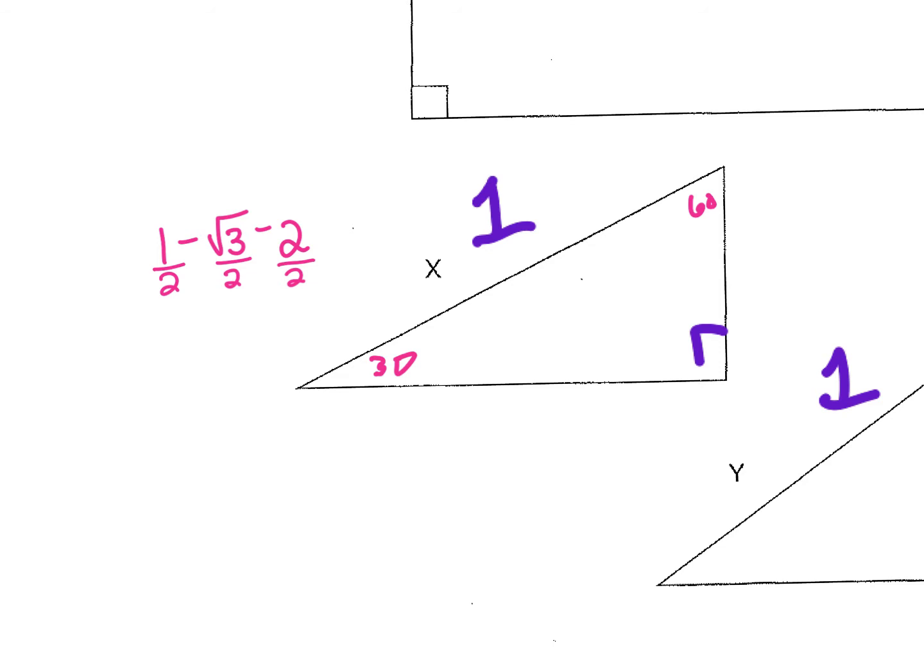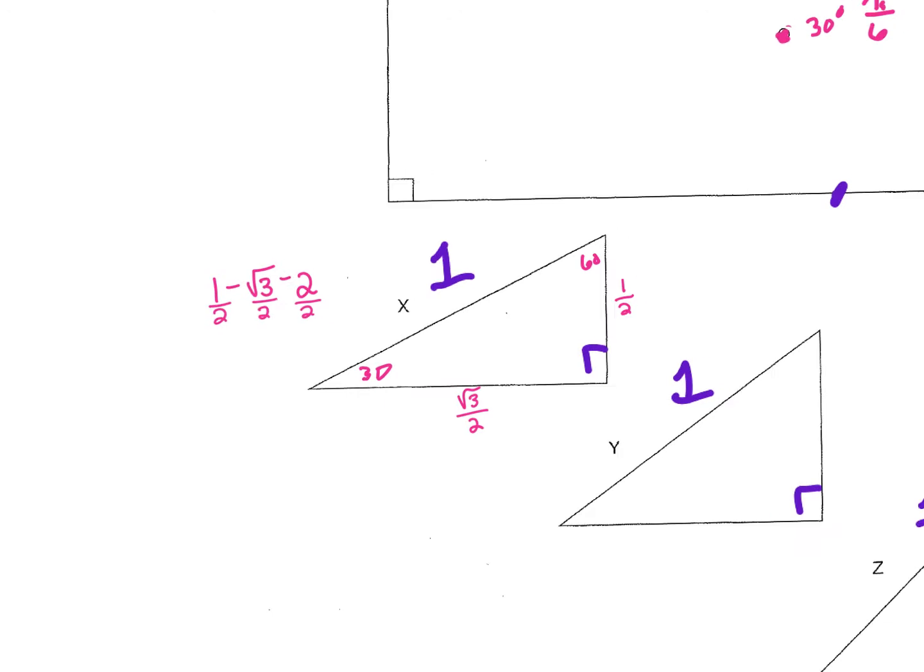Okay? So what that implies is that the side opposite the 30-degree angle, which would normally be the 1, now has to be 1/2. And the side opposite this 60-degree angle, which would normally be the square root of 3, has to be square root of 3 over 2, in order for our hypotenuse, or the radius of the circle, to be equal to 1.